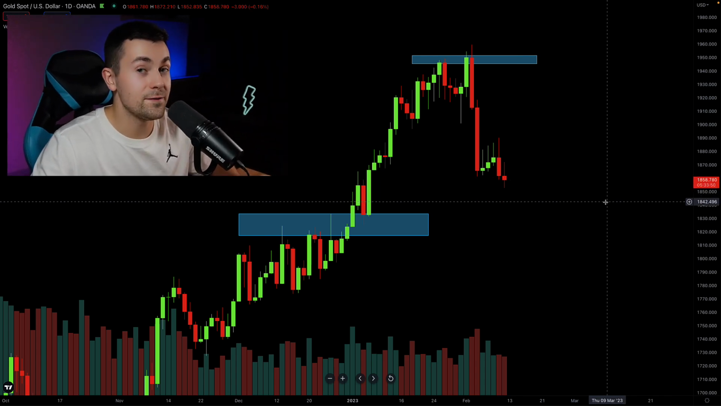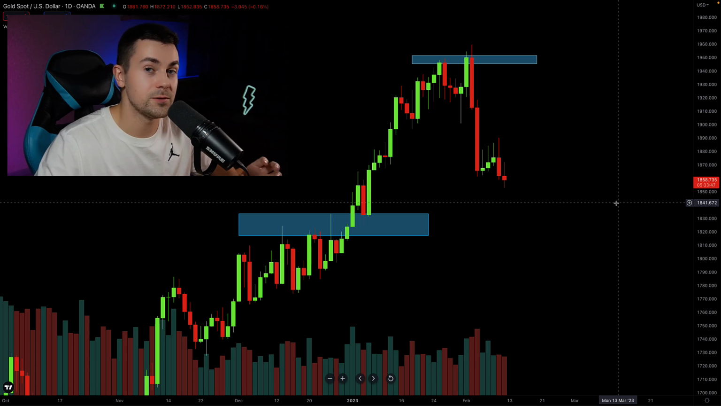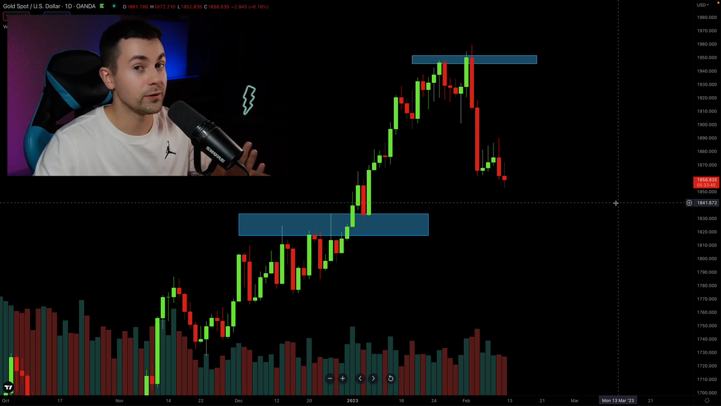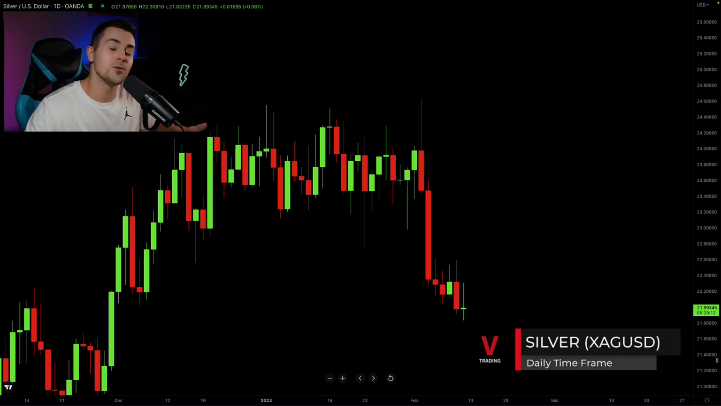Engulfing candle is a very powerful candlestick pattern formation. And being formed on key levels, it gives very accurate signals. The third, the most powerful candlestick pattern formation that we'll discuss is called the rejection candle.